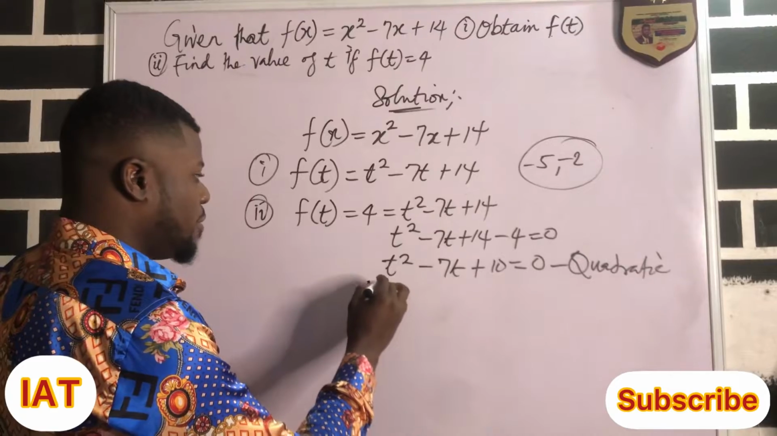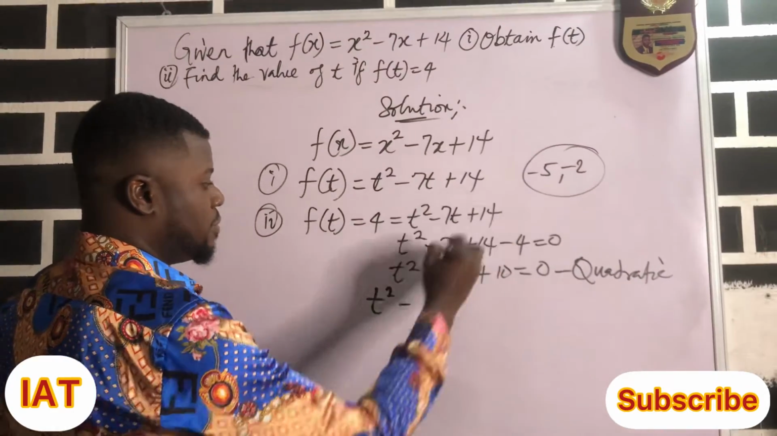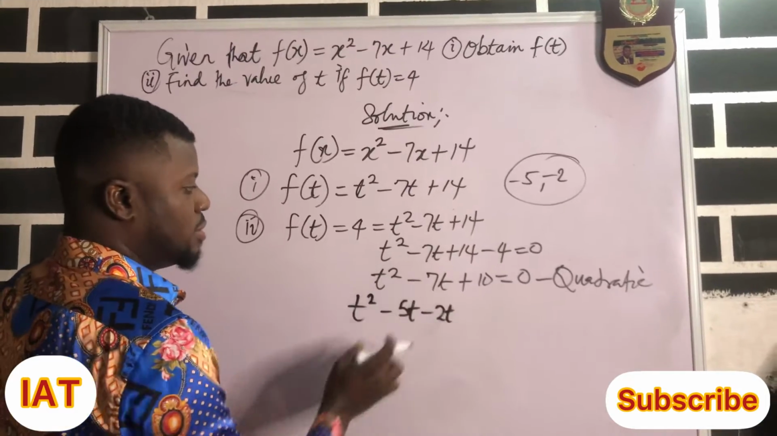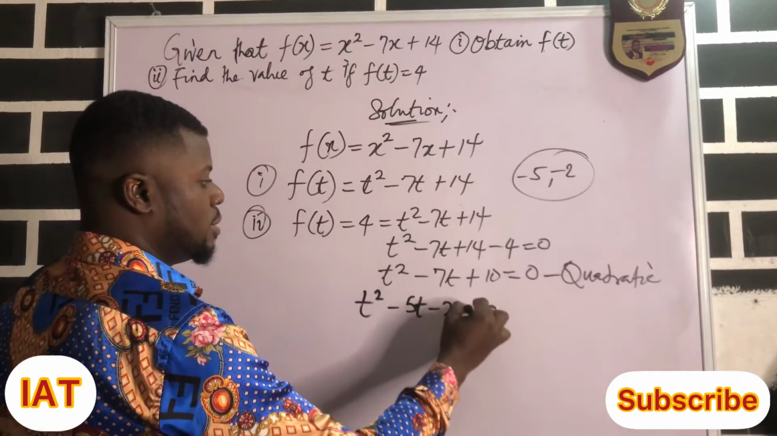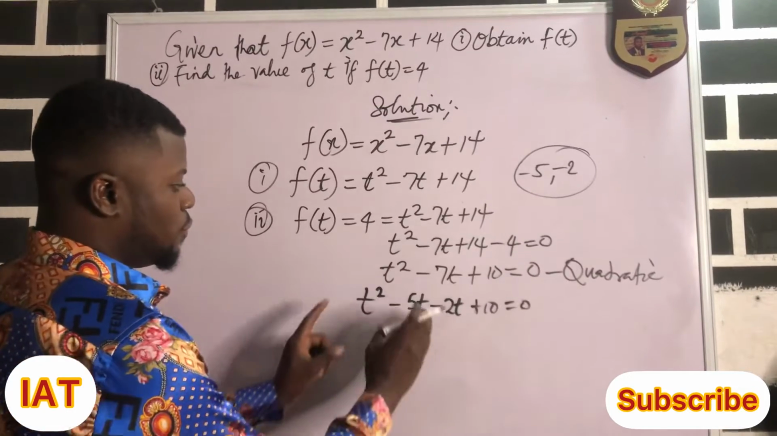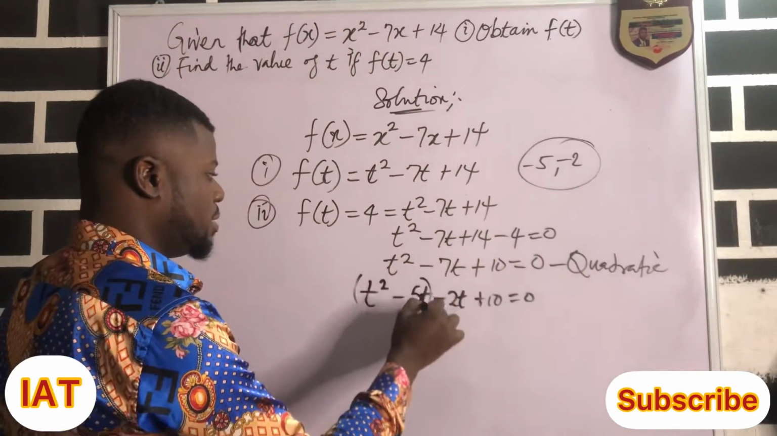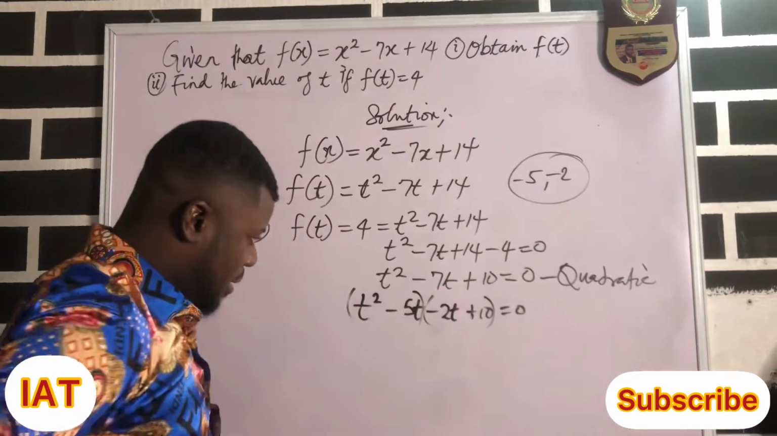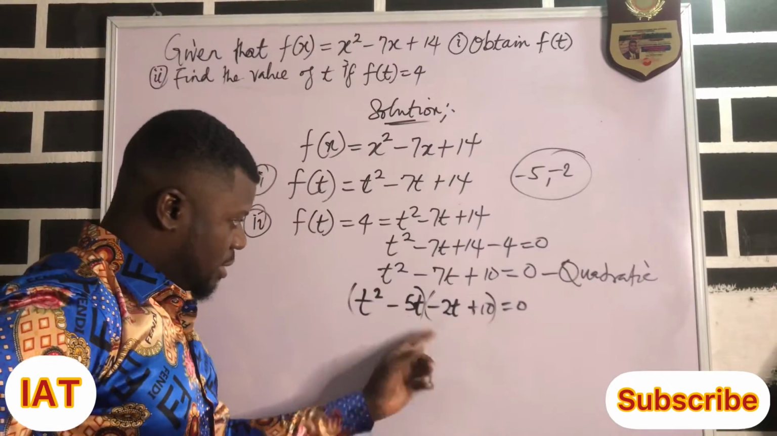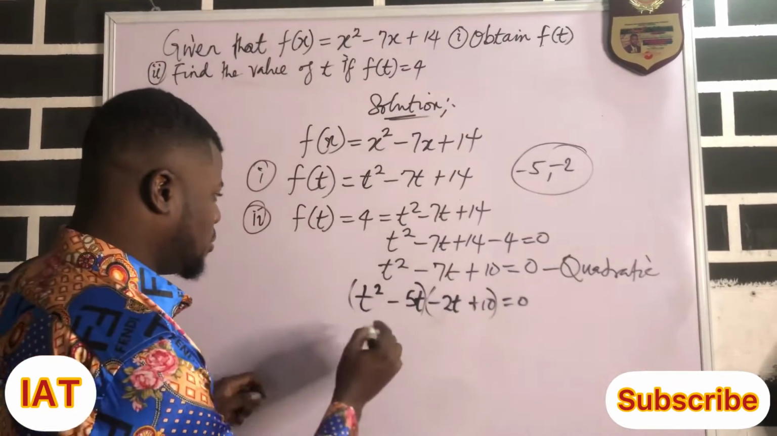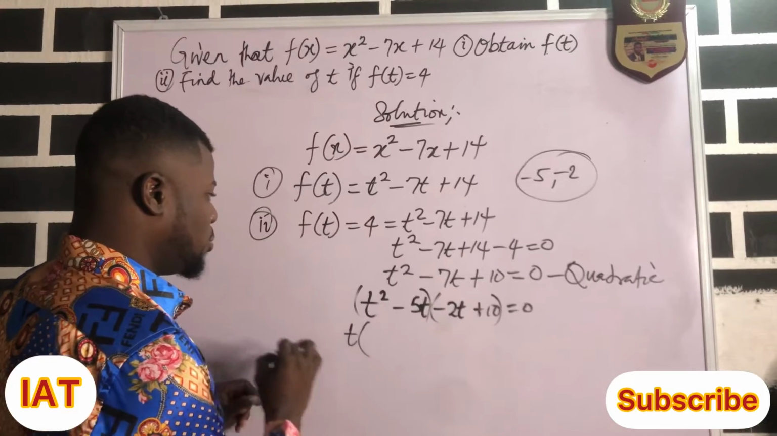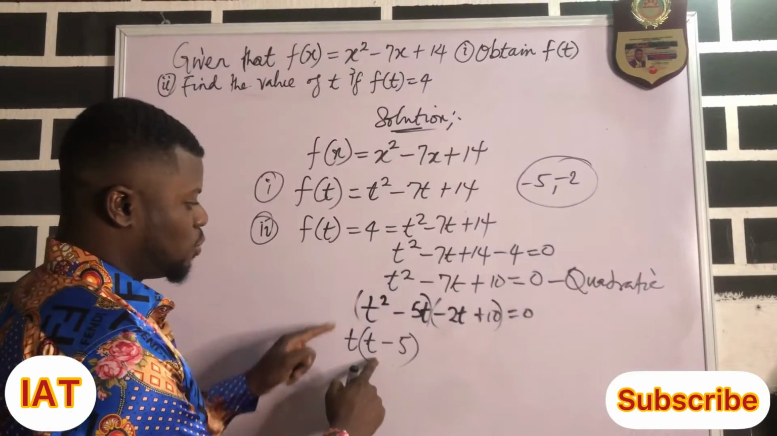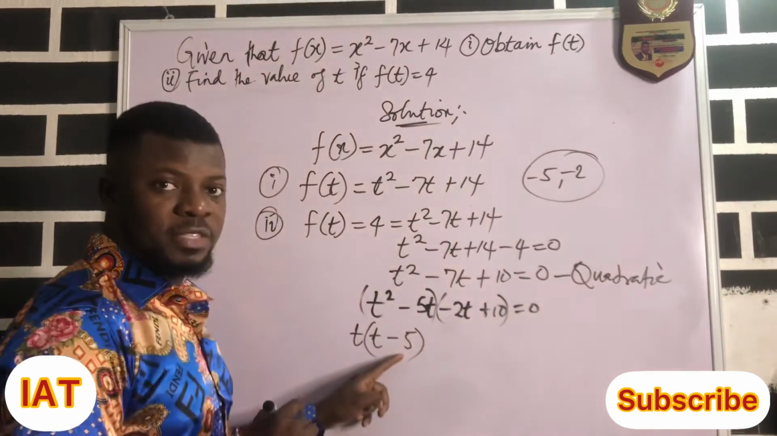So let's go straight to the point. In factorizing it, we have t squared minus 5t minus 2t, replacing the 7t, plus 10 equal to 0. If I group these first two terms and also group the last two, you can see that we have a common factor in each bracket. t is common in the first bracket, and here, minus 2 is common. So let's factor it out. If t is common, we take it out, and what will remain here is t minus 5, because t multiplied by t is t squared, and t multiplied by minus 5 is minus 5t.